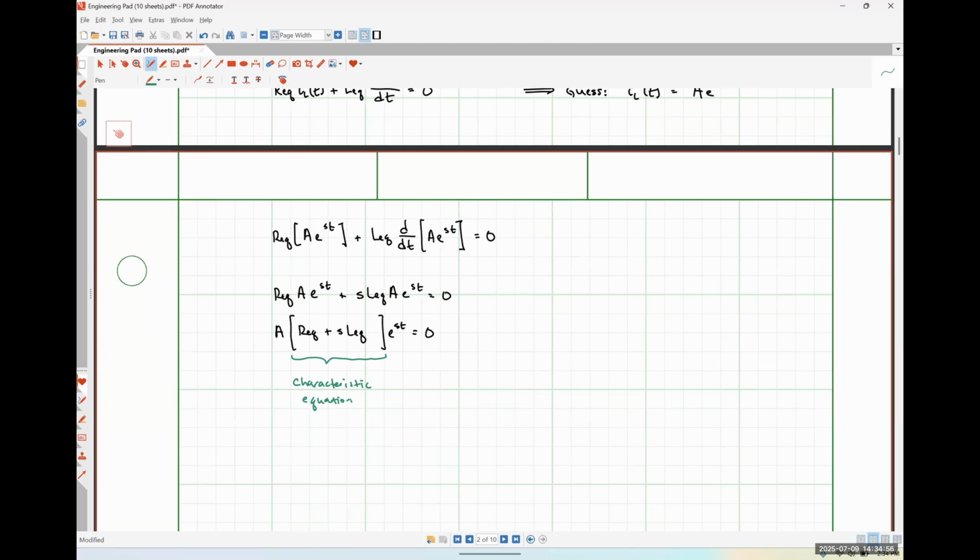Gustavo asked, why are the A and the e to the st separated on opposite sides? That's just because it's how I prefer to write it. I could have lumped them together if I wanted to. I just don't do it. So no other reason than I don't like the look of it.